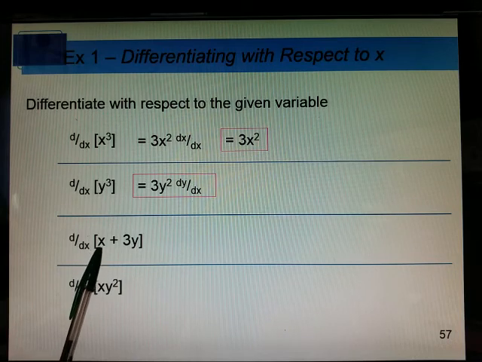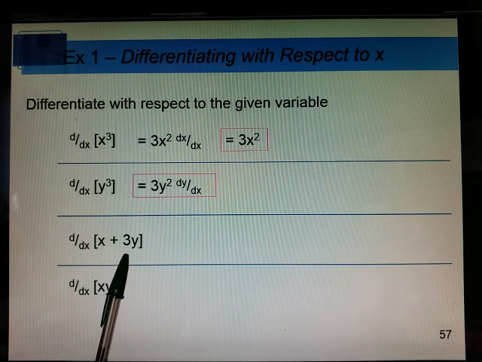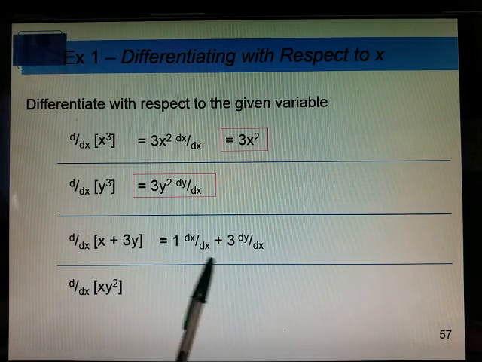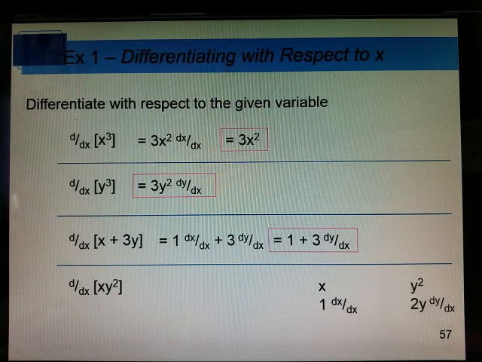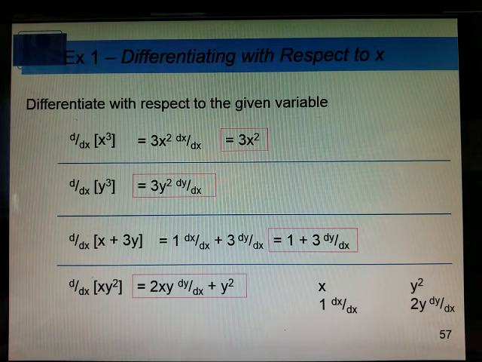So the derivative of x is 1. Again, it's the derivative of x with respect to x. This derivative is 3, but it was the derivative of y with respect to x. So my answer is 1 plus 3 dy dx. To take this derivative this time, we would have to do the product rule. We have x multiplied with y squared separately. The derivative of x is going to be 1, and that's dx dx. The derivative of y squared would be 2y, but dy dx. You cross multiply and you add, and there would be your derivatives.